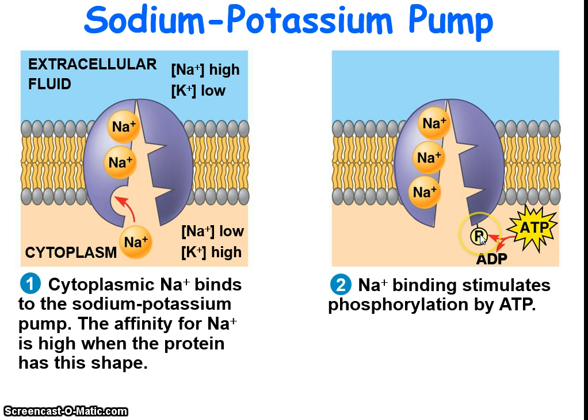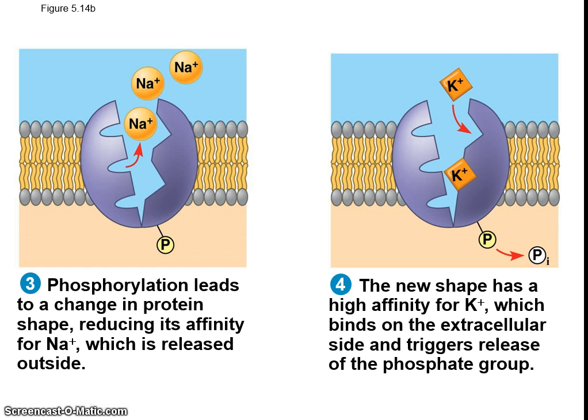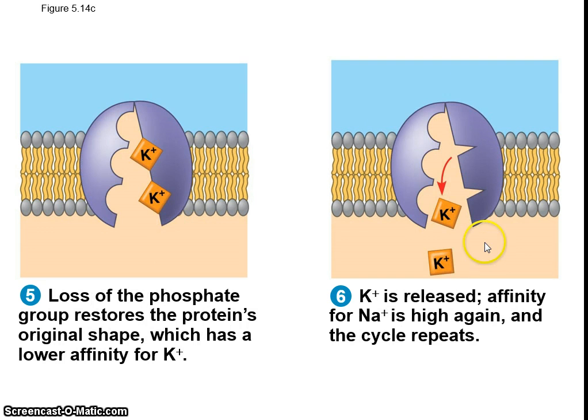When the phosphate binds, that is what actually stimulates the protein to change its shape. And when it does that, you see that the sodiums are no longer attracted to it, so they're released. Potassium now comes in, and the potassiums themselves actually cause the phosphate to break off. And when the phosphate breaks off, the protein undergoes a conformational change back to its original shape, and potassium is now released because it's not attracted to the protein anymore.